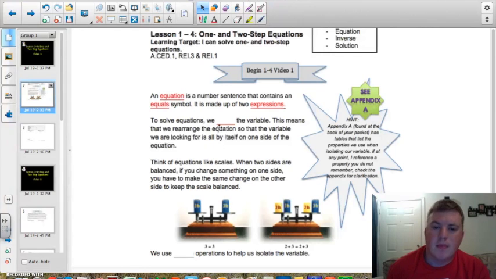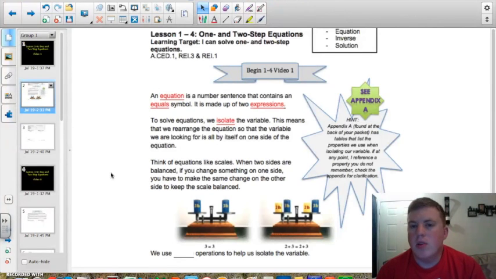Now, to solve equations, our whole goal is to isolate the variable. To isolate means to get all by itself. So we want the variable all by itself, no other numbers or letters attached with it on either the left side or the right side of the equation. Now it doesn't matter which side, it's personal preference. A lot of times it will just be whichever works best in the flow of the problem.